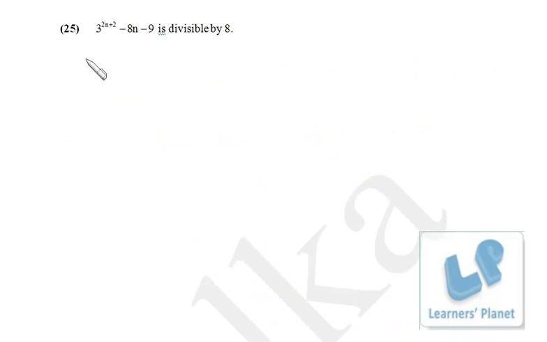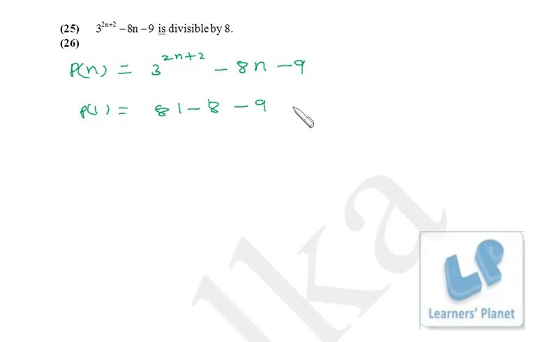Now this, once again same, Pn is equal to 3 raised to 2n plus 2 minus 8n minus 9. P1 is divisible by 8, so let's see, it is 3 raised to 4, that is 81, minus 8 minus 9, so it is 64, that is divisible by 8. That means P1 is true, right?